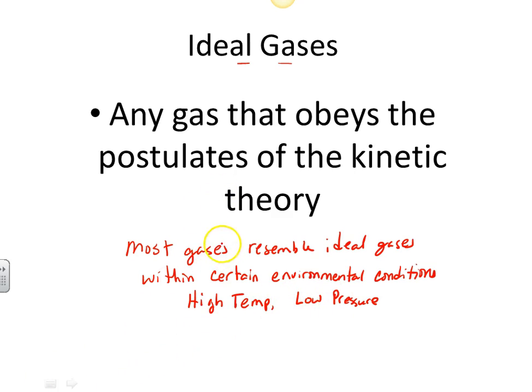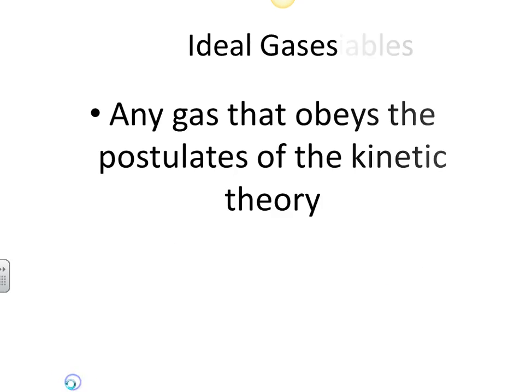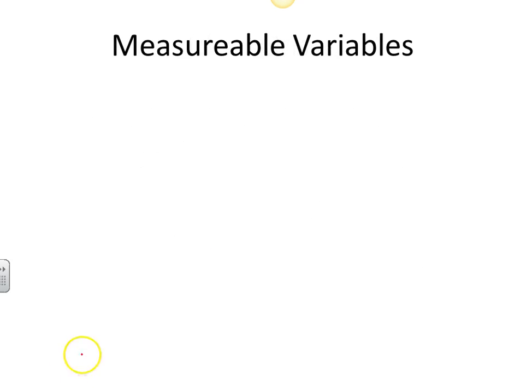So most gases, for instance, room temperature oxygen in the room that you're in right now, behave very much like an ideal gas. The same would be true of nitrogen. Some other materials at room temperature may not, such as water vapor, for instance. So we said that we have measurable consequences due to the motion of particles, and we're going to look at some of the variables that are often used to describe gases.